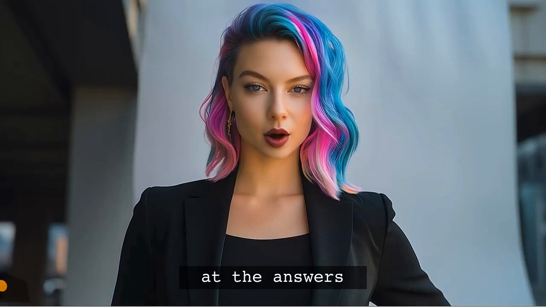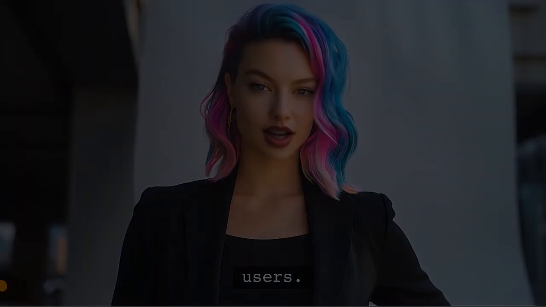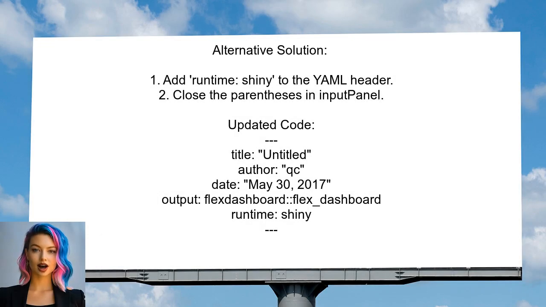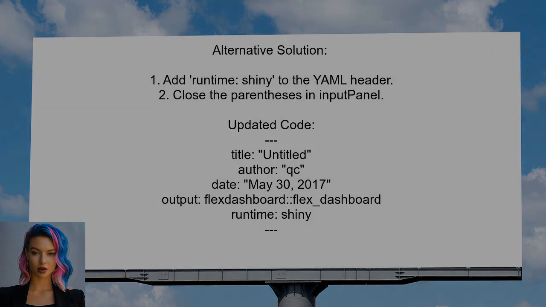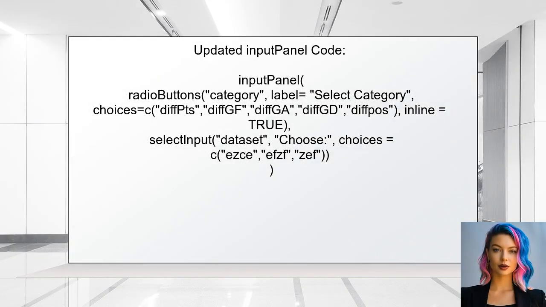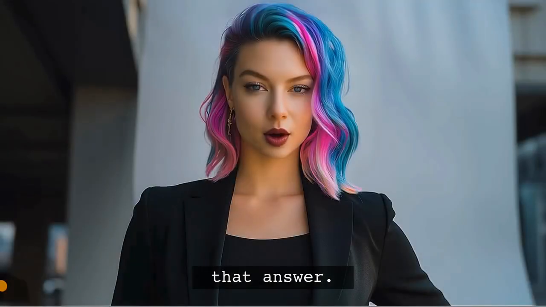Now let's look at the answers provided by other users. An alternative solution to your issue suggests two key changes. First, add the line runtime: shiny at the beginning of your R Markdown file. Second, ensure that you close the parentheses in your input panel function. Here's how your updated input panel should look. Make sure to include the radio buttons and select input correctly within the parentheses. That's it for that answer.